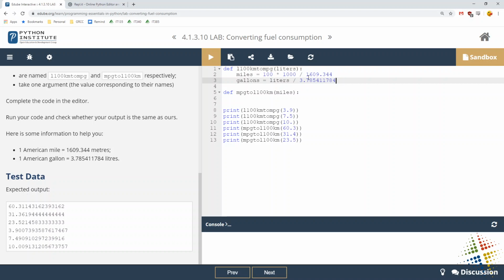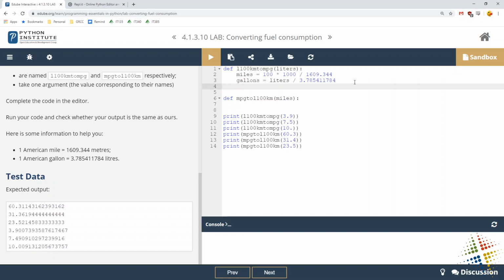All right, so at this point, I have figured out how many miles I've traveled. I've figured out how many gallons it's taken me to travel that far. Now I can simply return miles per gallon, which is just miles over gallons. So that will divide miles by gallons and then return that value.